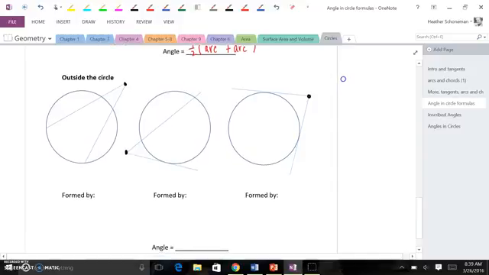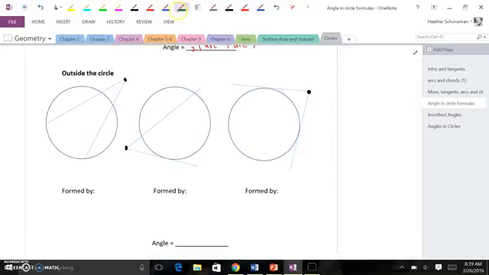All right, when it's outside the circle, we've got lots of different options. It could be that you've got two secants that intersect outside of the circle. You could have a secant and a tangent.